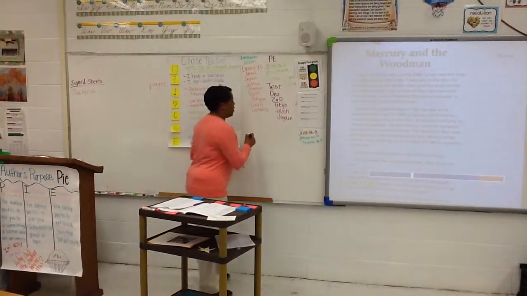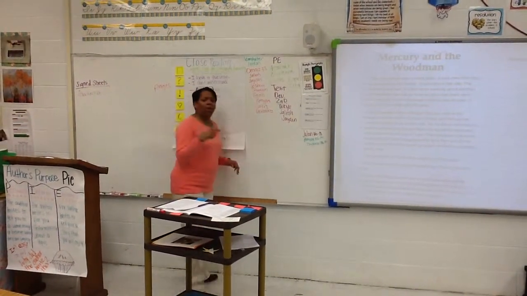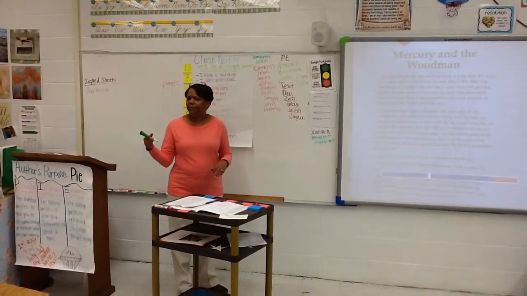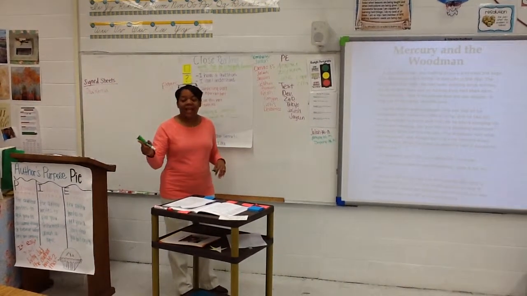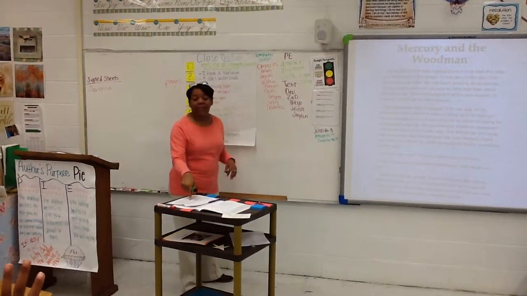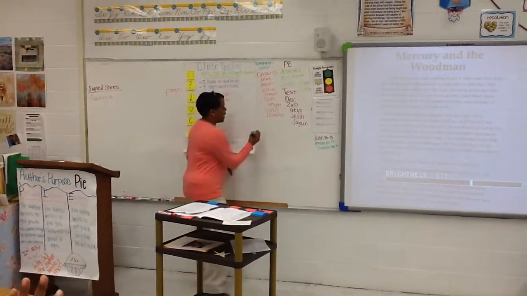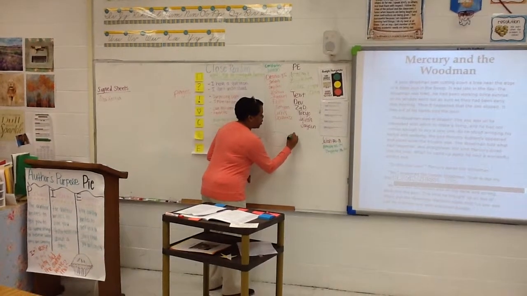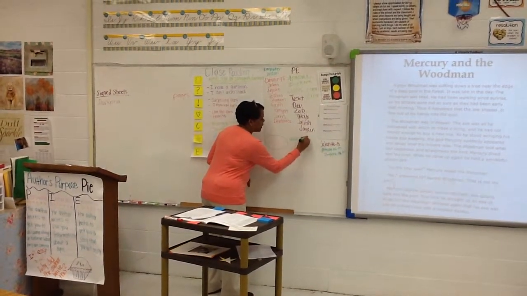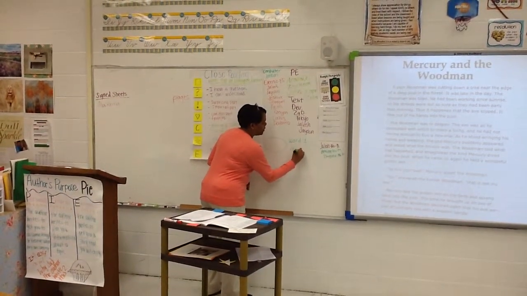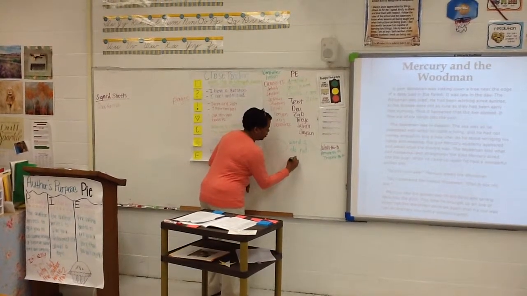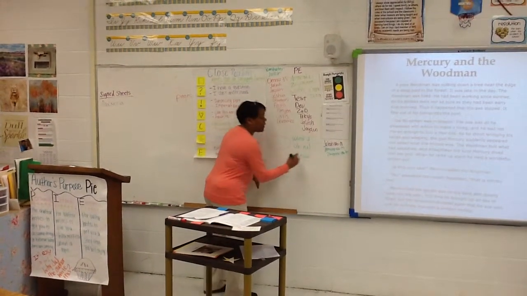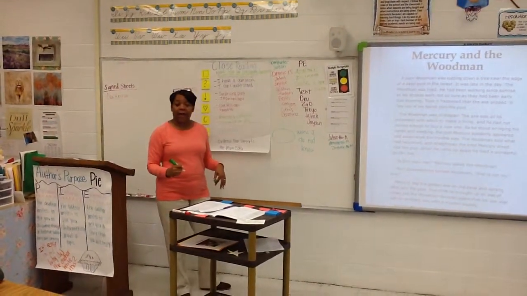So when you get to an unknown word, what have you been taught to do? Sound it out. Okay? But when we get to an unknown word in this text, I want you to circle that word. Words I do not know. I want you to circle that because we're going to go back and talk about it, okay?